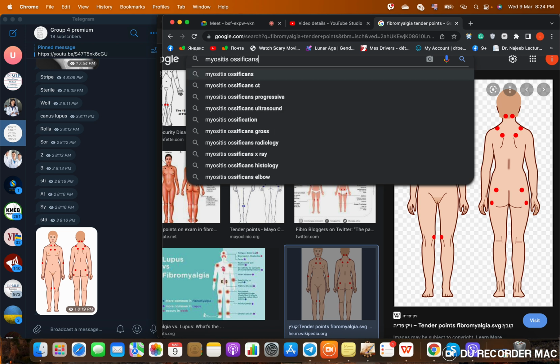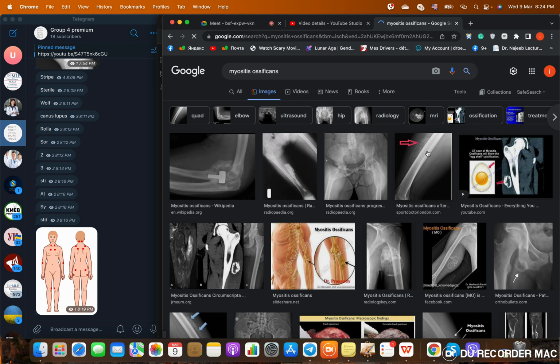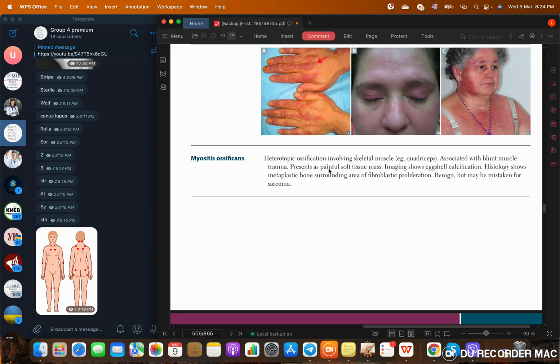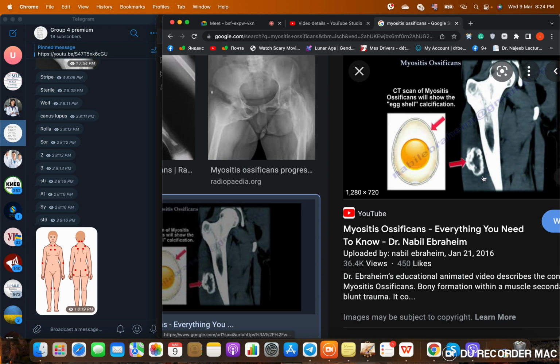Myositis ossificans gets a really bad trauma, and this trauma is going to lead to calcification inside of the muscle. So they write heterotopic ossification involving the skeletal muscle, especially the quadriceps muscles, and is associated with a blunt muscle trauma, presents as a painful soft tissue mass, and imaging shows an eggshell calcification, which is something like this, eggshell calcification.